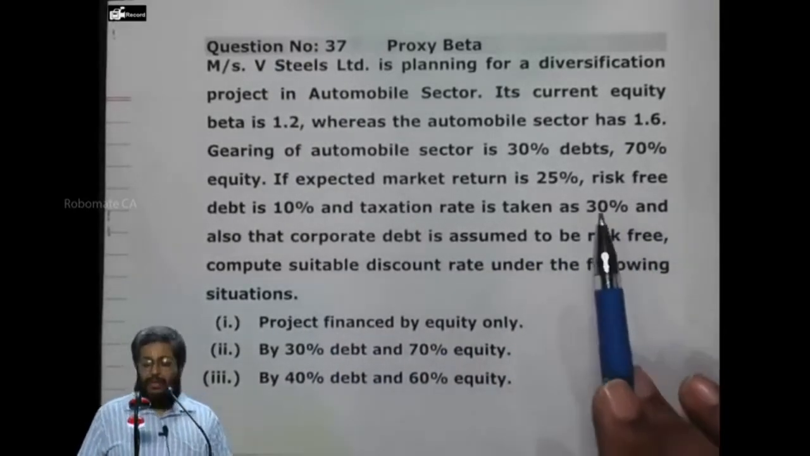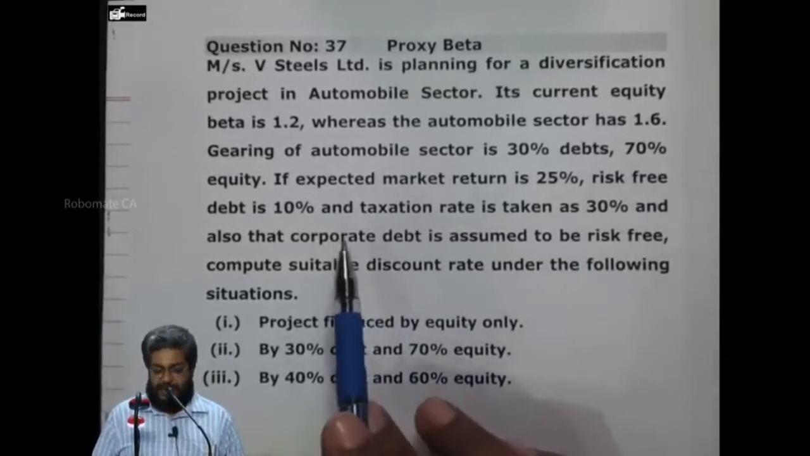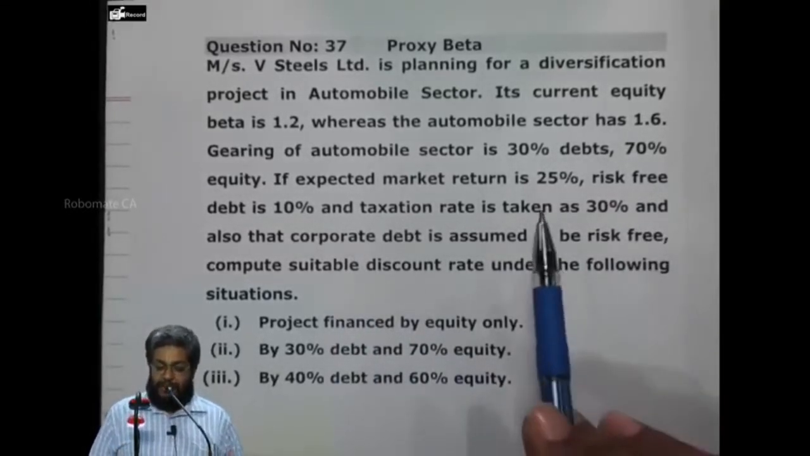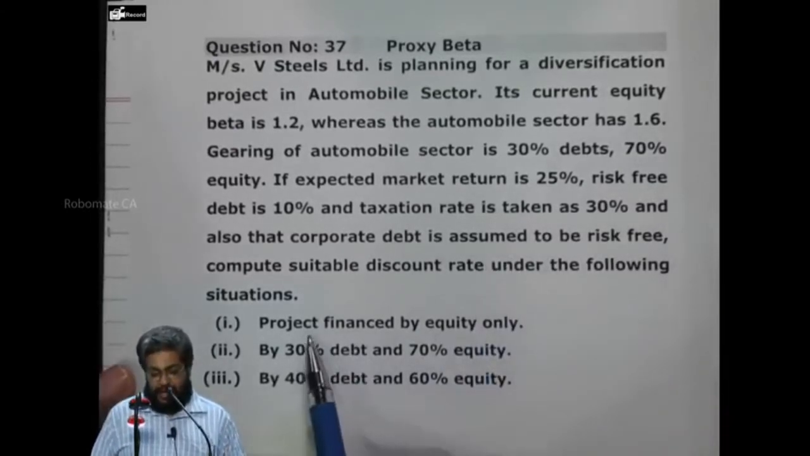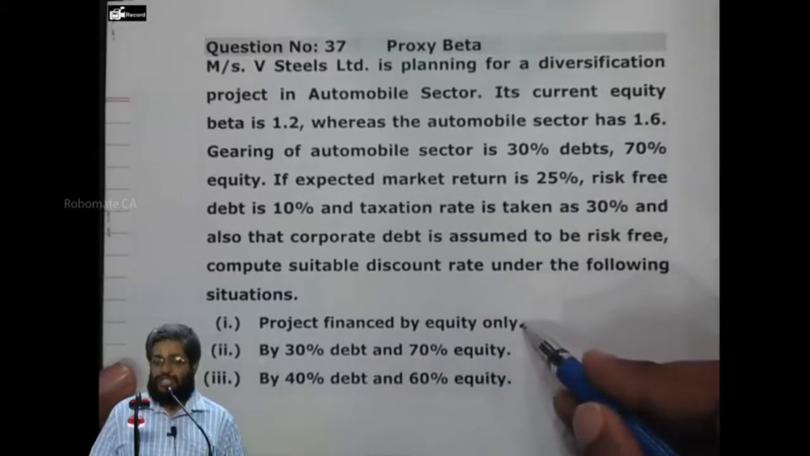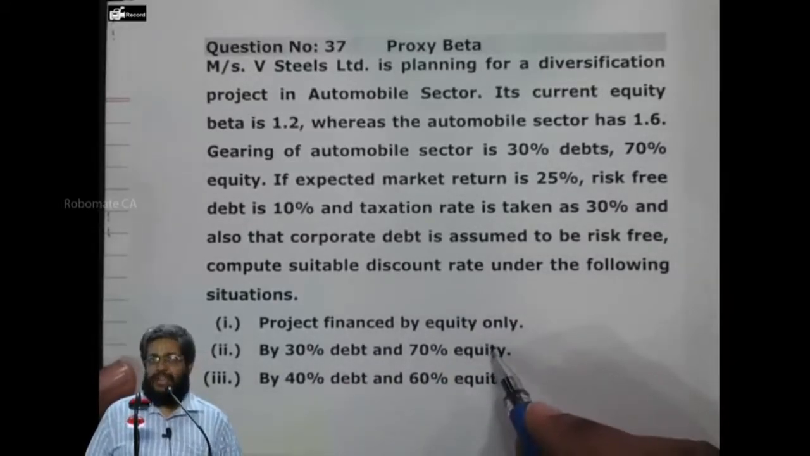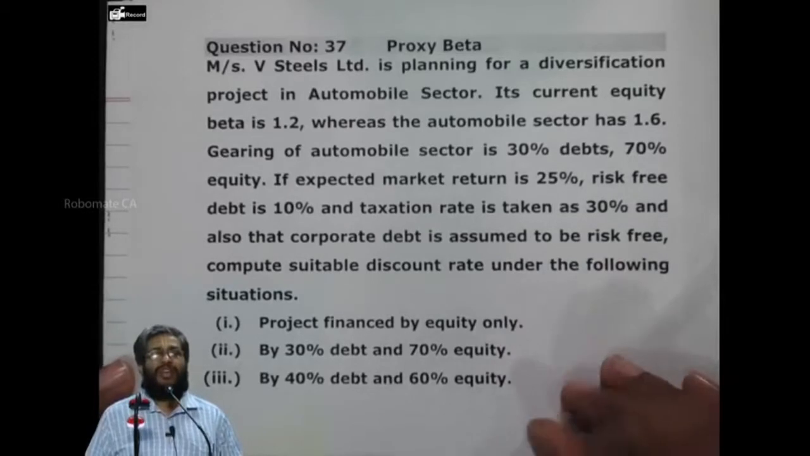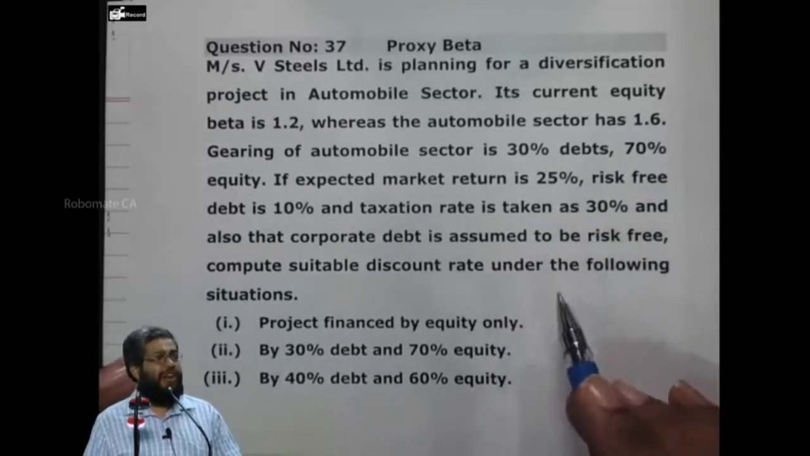Now, RM is 25%, RF is 10%, taxation is 30%. Now, how is our project going to be financed? First question, by equity only. Second question, 30% debt, 70% equity. Third question, 40% debt, 60% equity. For all this, they ask you to calculate WACC, the discount rate, meaning weighted average cost of capital.